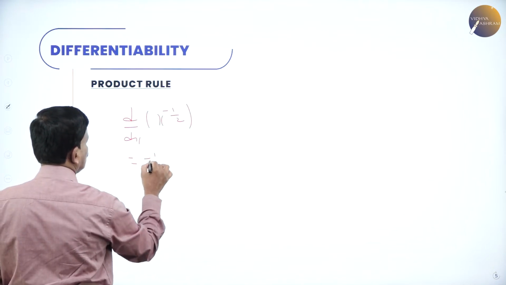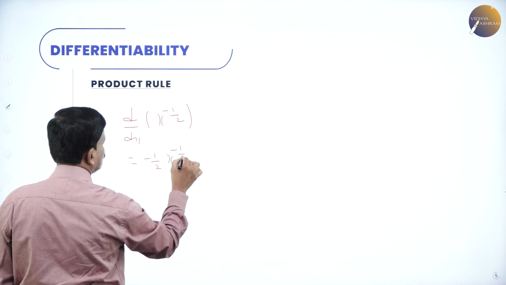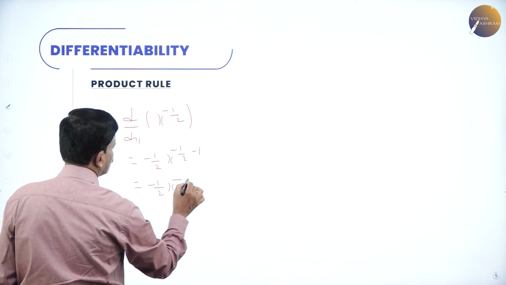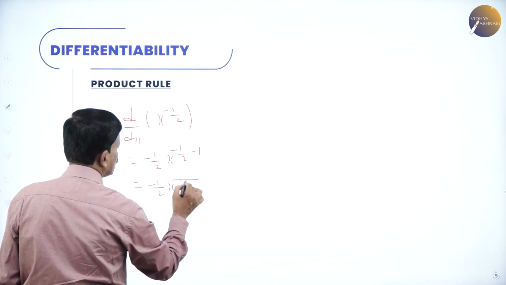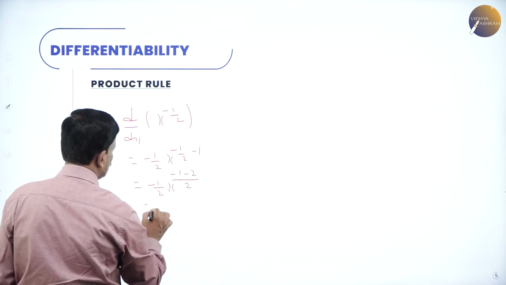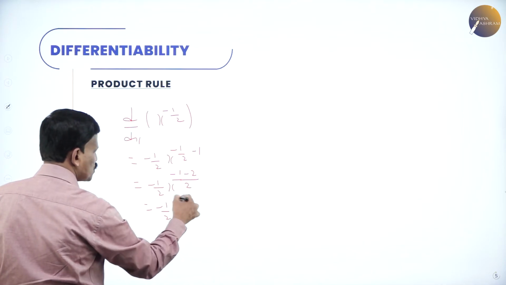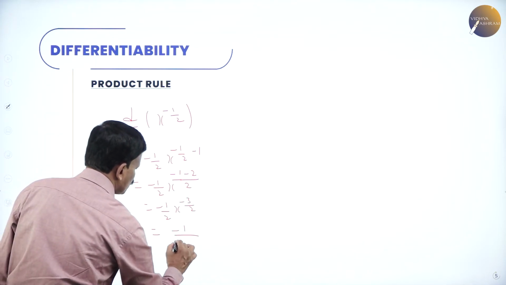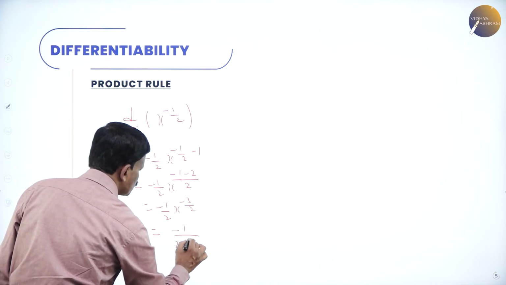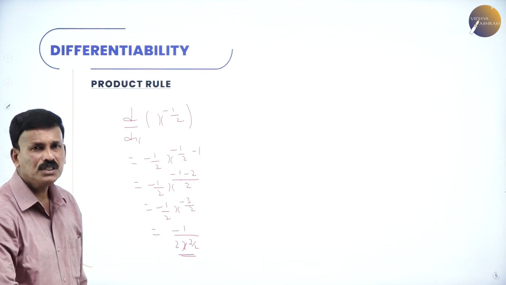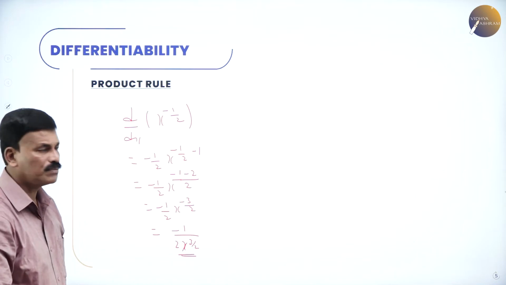What is n here? n is equal to minus 1 by 2, x raised to minus 1 by 2 minus 1. This is minus 1 over 2 x raised to, take LCM, 2 is the LCM, minus 1 minus 2, minus 1 over 2 x raised to minus 3 by 2. Bring this to the denominator, minus 1 over 2 into x to the power of 3 by 2.